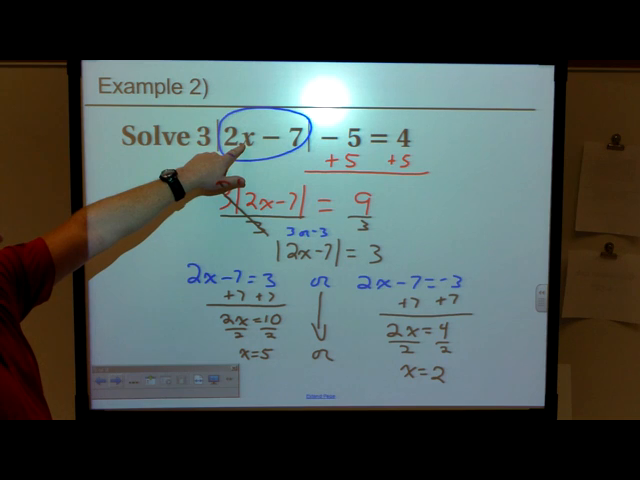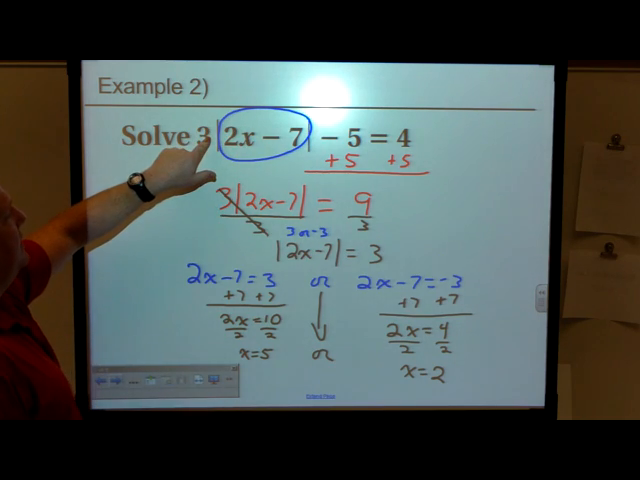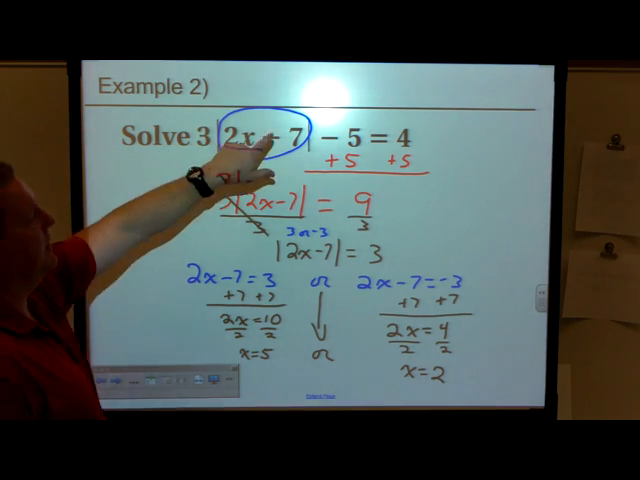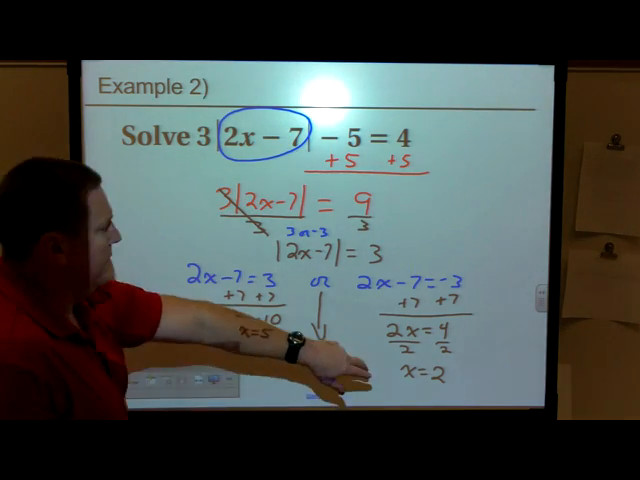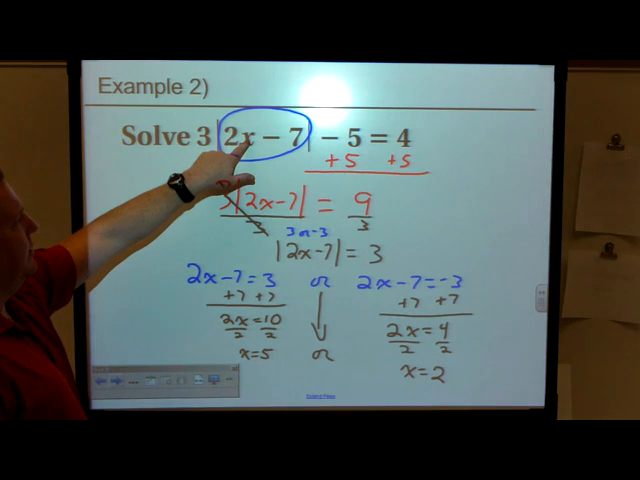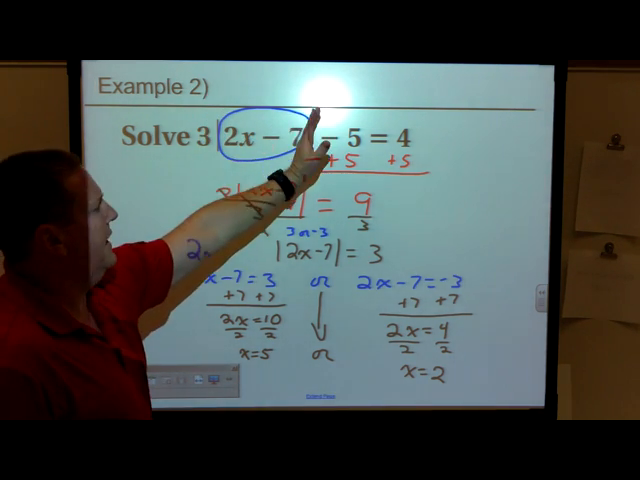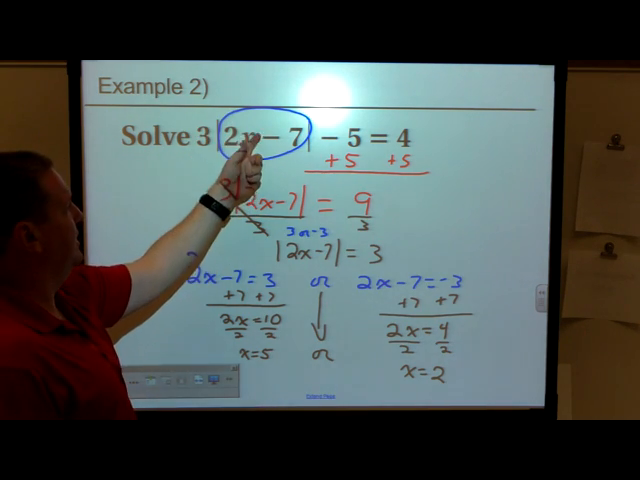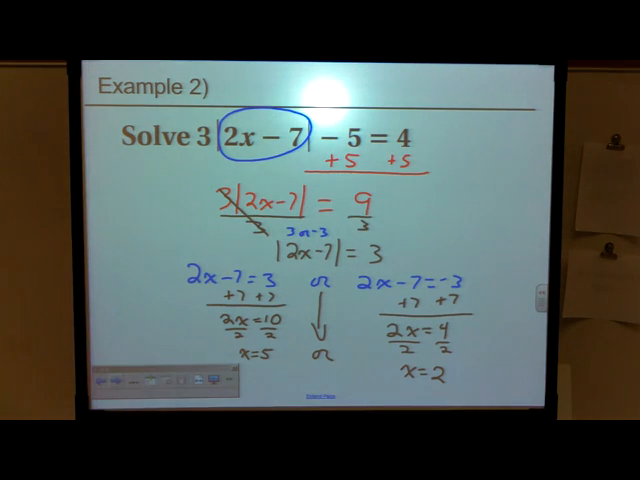We're going to try it real quick. 2 times 5 is 10. 10 minus 7 is 3. 3 times 3 is 9. 9 minus 5 is 4 because the absolute value of 3 is 3. We're going to put a 2 in there. 2 times 2 is 4. 4 minus 7 is negative 3, but the absolute value of negative 3 is still positive 3. 3 times 3 is 9. 9 minus 5 gives you 4 again.